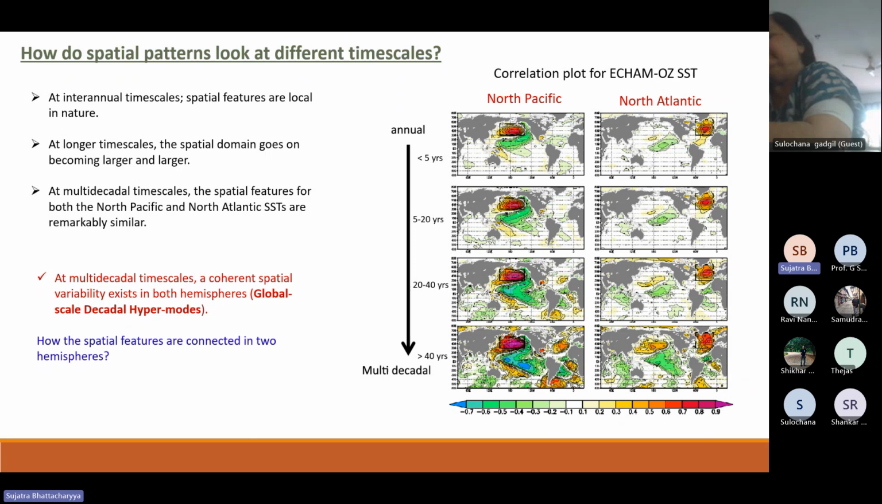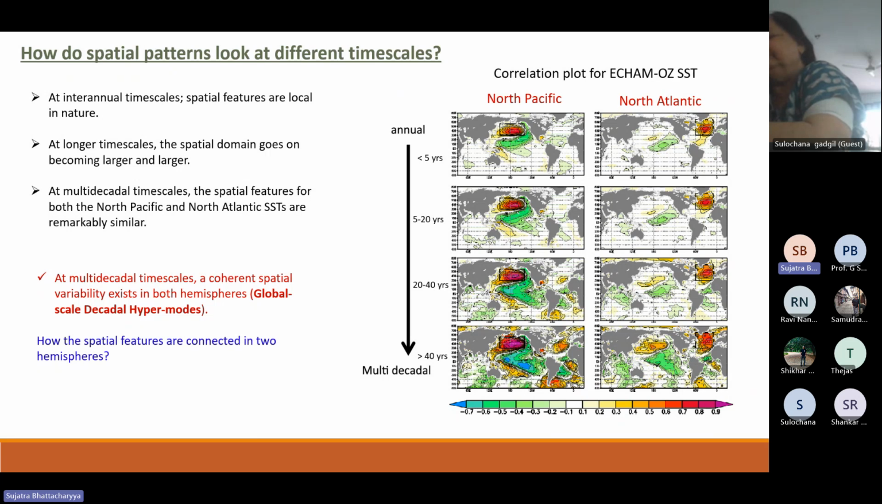And towards the end, at the multi-decadal time scale, we see that irrespective of whether you've taken SST in the North Pacific or SST in the North Atlantic, you see a very remarkably similar pattern. So that means that at these time scales, your spatial features are very robust and they are global in nature. And also all this SST has come from this ECAOS simulation, which does not have lateral ocean dynamics. So you don't need lateral interaction to generate these kinds of spatial patterns in a global sense.